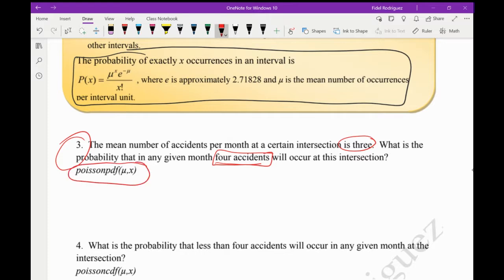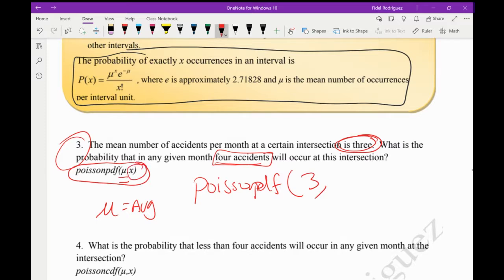Look what I'm using here, y'all. I'm using something called the Poisson Pdf. This mu is my average. The average here is 3. This x is how many accidents we're looking at happening. The number of accidents we're looking at here is 4. So again, I'm going to show you one more time how to do this in the calculator, and then we'll go back and do the problem directly from the homework, okay?